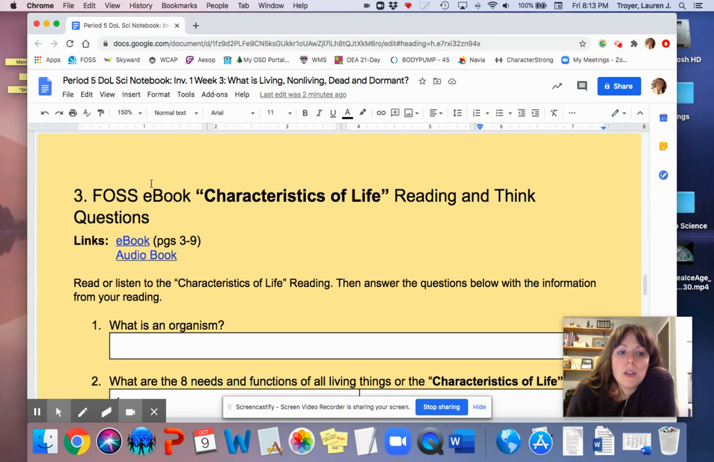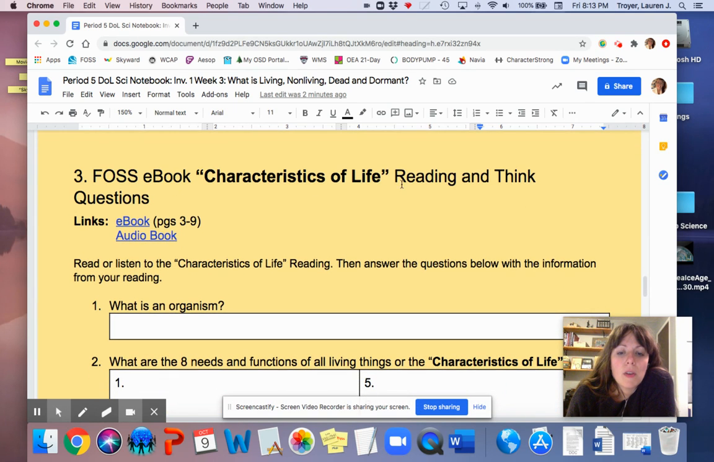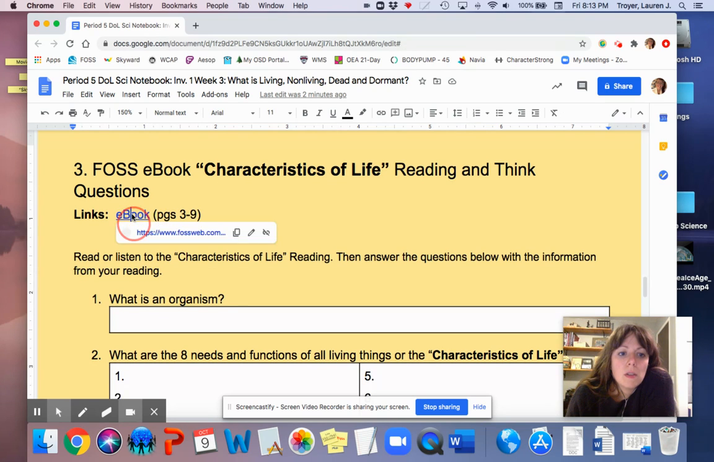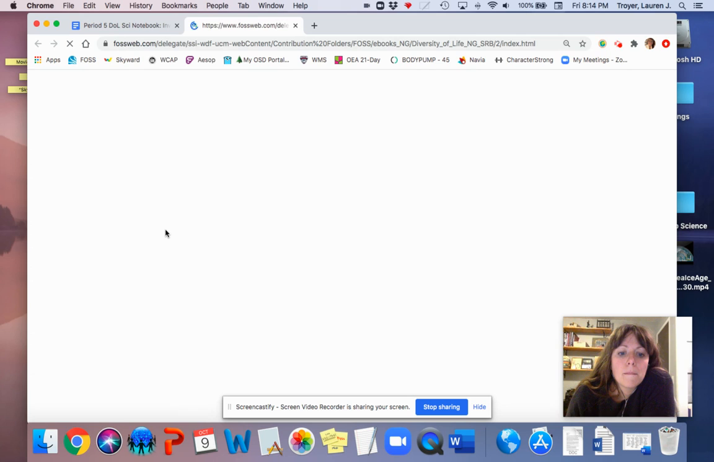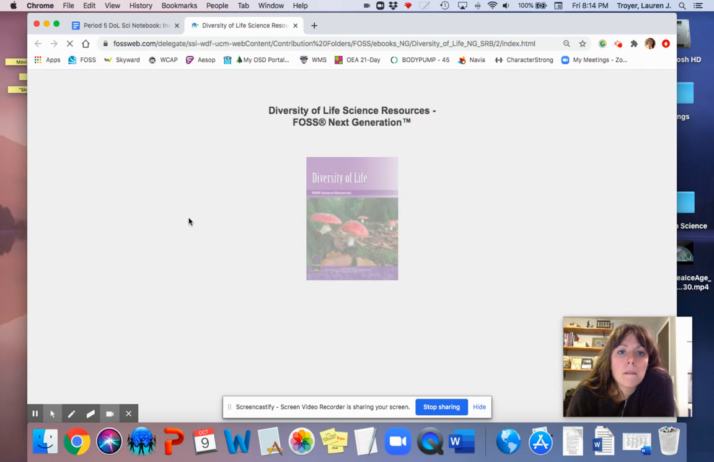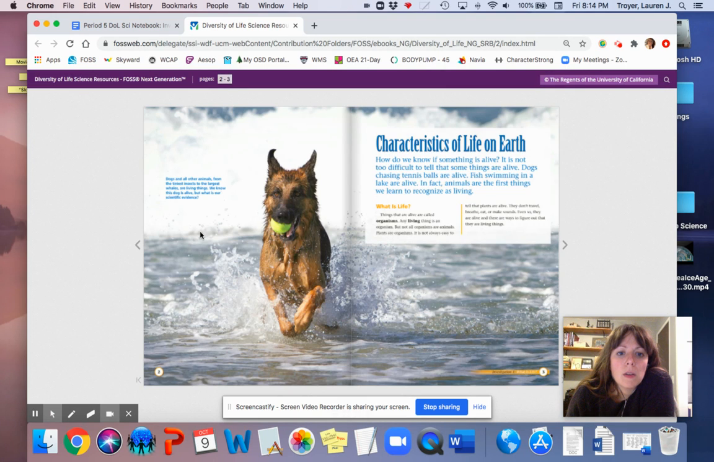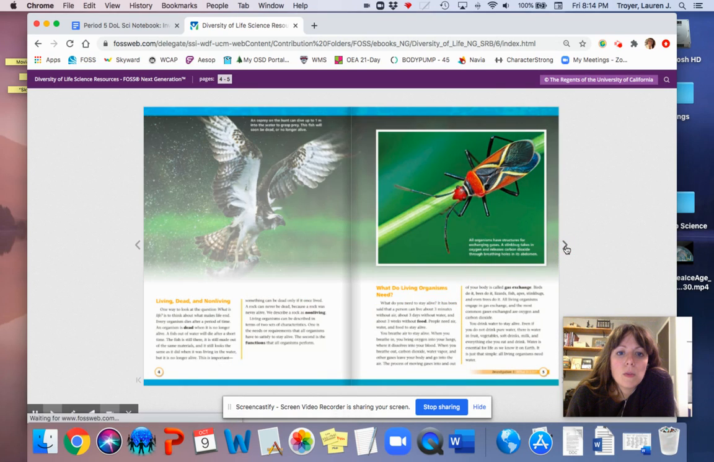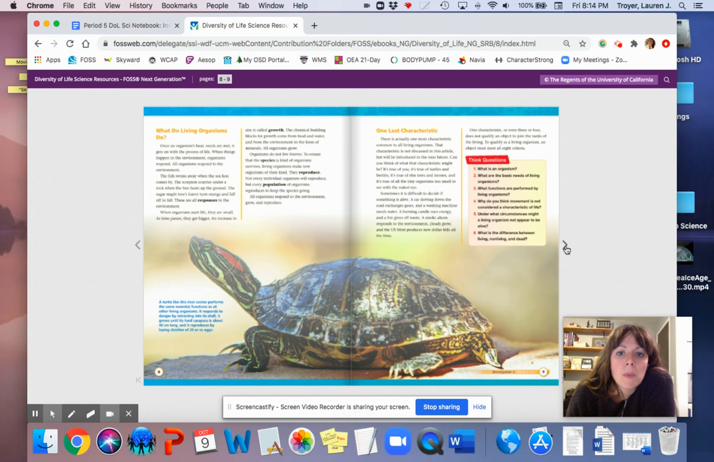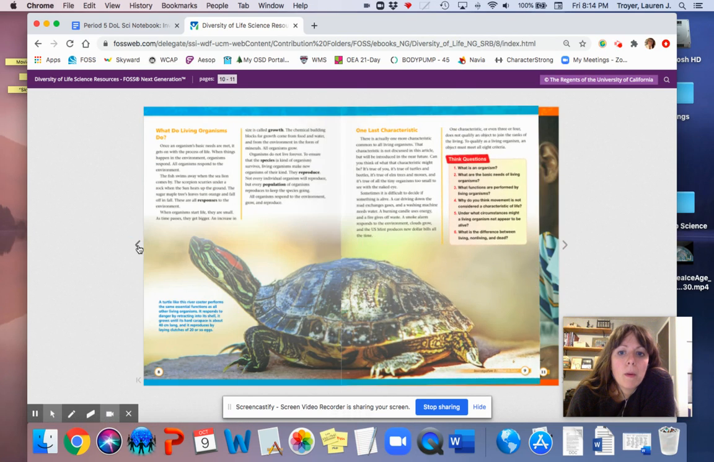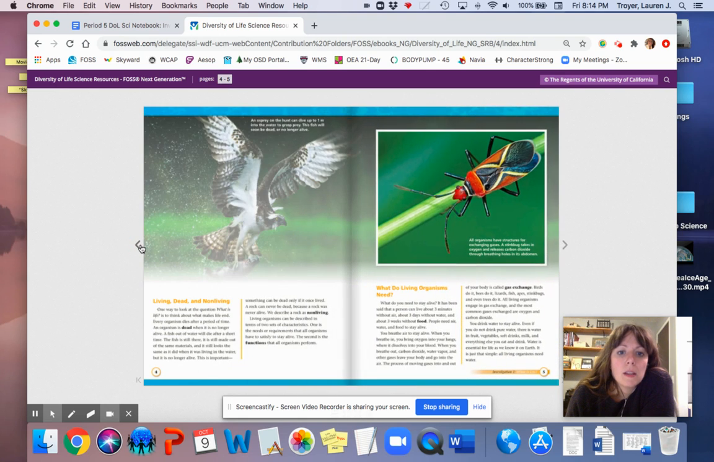The next thing that you need to do is read the Characteristics of Life article. And so if you go onto FOSWEB, here's the ebook. If you click on that blue link, you get to the ebook. You see the doggy. This is the article. You're just supposed to read this one article. There's a few pages. It talks about the characteristics of all life, what's an organism, what do organisms do? Okay, it's not very long.